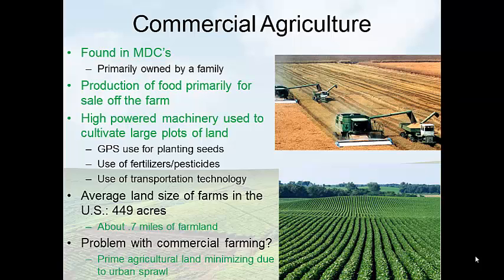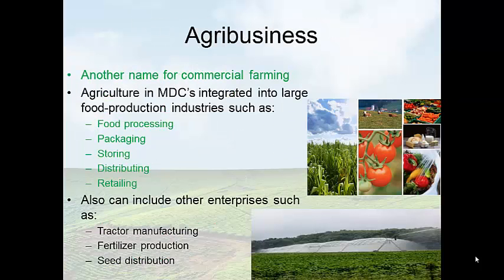It's crazy. Now, what's the problem with commercial farming? Prime agricultural land has minimized due to urban sprawl. Again, only 2% of the world's farmers are located in MDCs. The reason why is that these countries are becoming more and more urbanized versus LDCs. So what's another name for commercial farming? Well, it's agribusiness. Agriculture in MDCs is integrated into large food production industries. So it goes from the farm to the following places: food processing, packaging, storing, distributing, retailing. It's a business in MDCs.